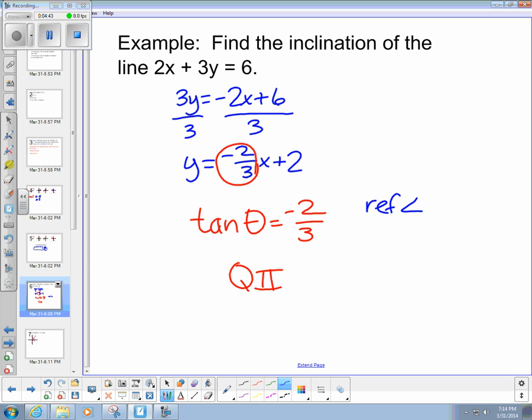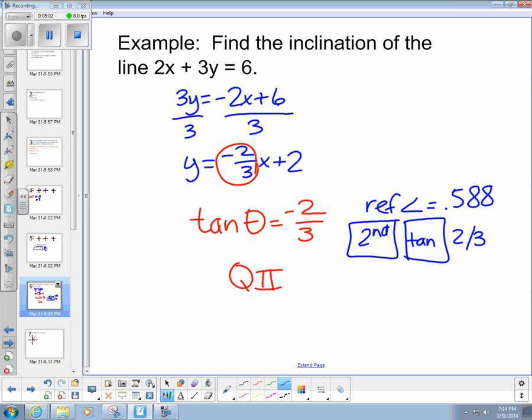So to get the reference angle in our calculator, we have to put in second tangent, or inverse tangent, of 2/3. Don't use the negative when you put it in the calculator to get the reference angle. And when you do this, for this problem, you end up with 0.588. Now that's not your answer. If it had been positive 2/3, that would be the answer.